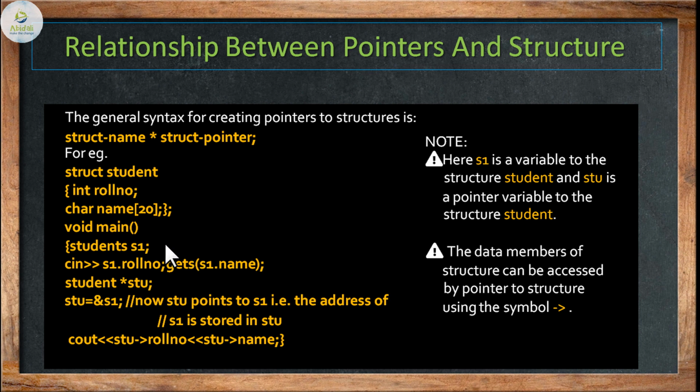Considering another example, what we have created in the previous slide is the same, but now we will be discussing the general syntax. The general syntax for creating the pointer to the structure is the structure name, whatever the structure name is, followed by an asterisk, that is the pointer declaration, and then the structure pointer. Now where can we apply this?